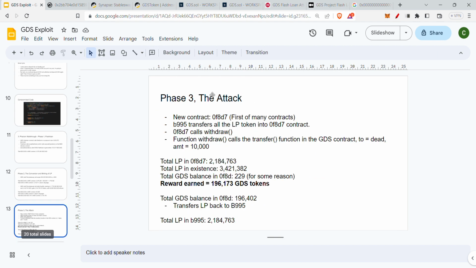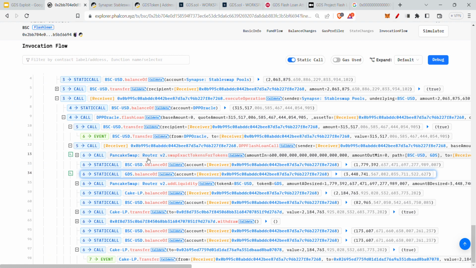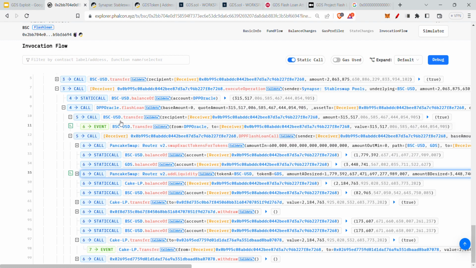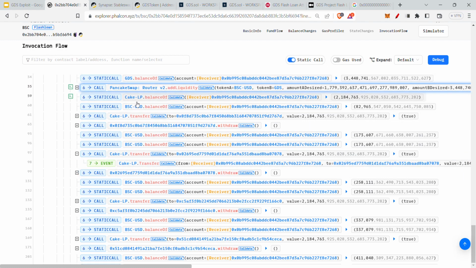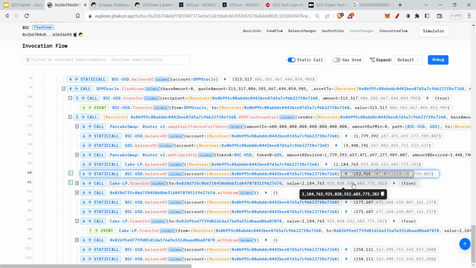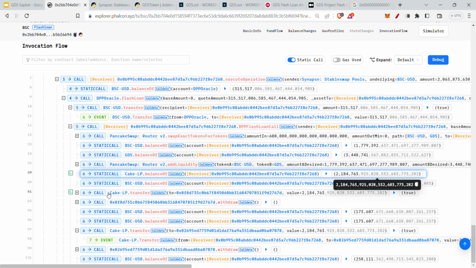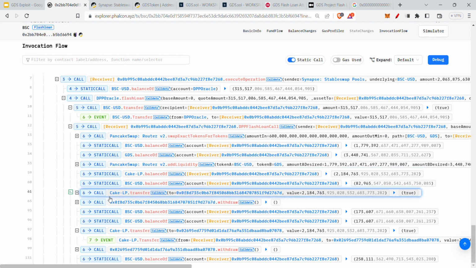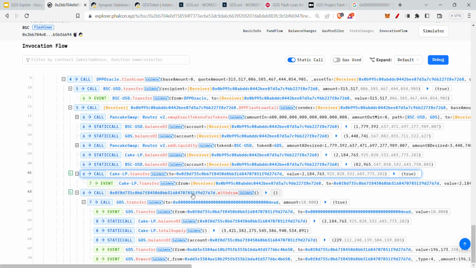This is phase 2. Now we talk about phase 3, the attack. After this add liquidity, we have gone through the balance of 2.1 million and 82,000. Now something very interesting. This LP token is transferred to another account, or rather another contract called F8D7. Okay? And then this contract F8D7 has a withdraw function inside. And this withdraw function calls GDS.transfer.